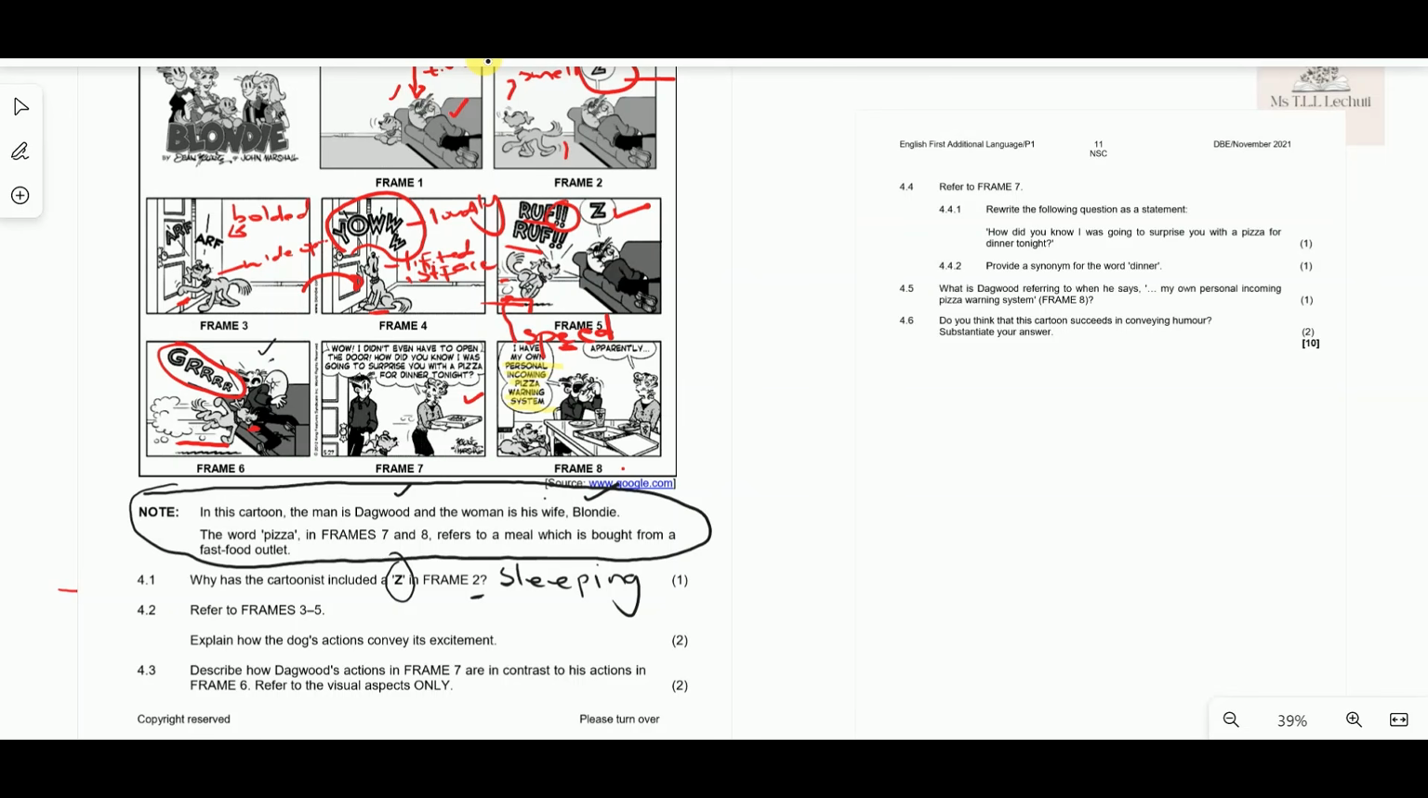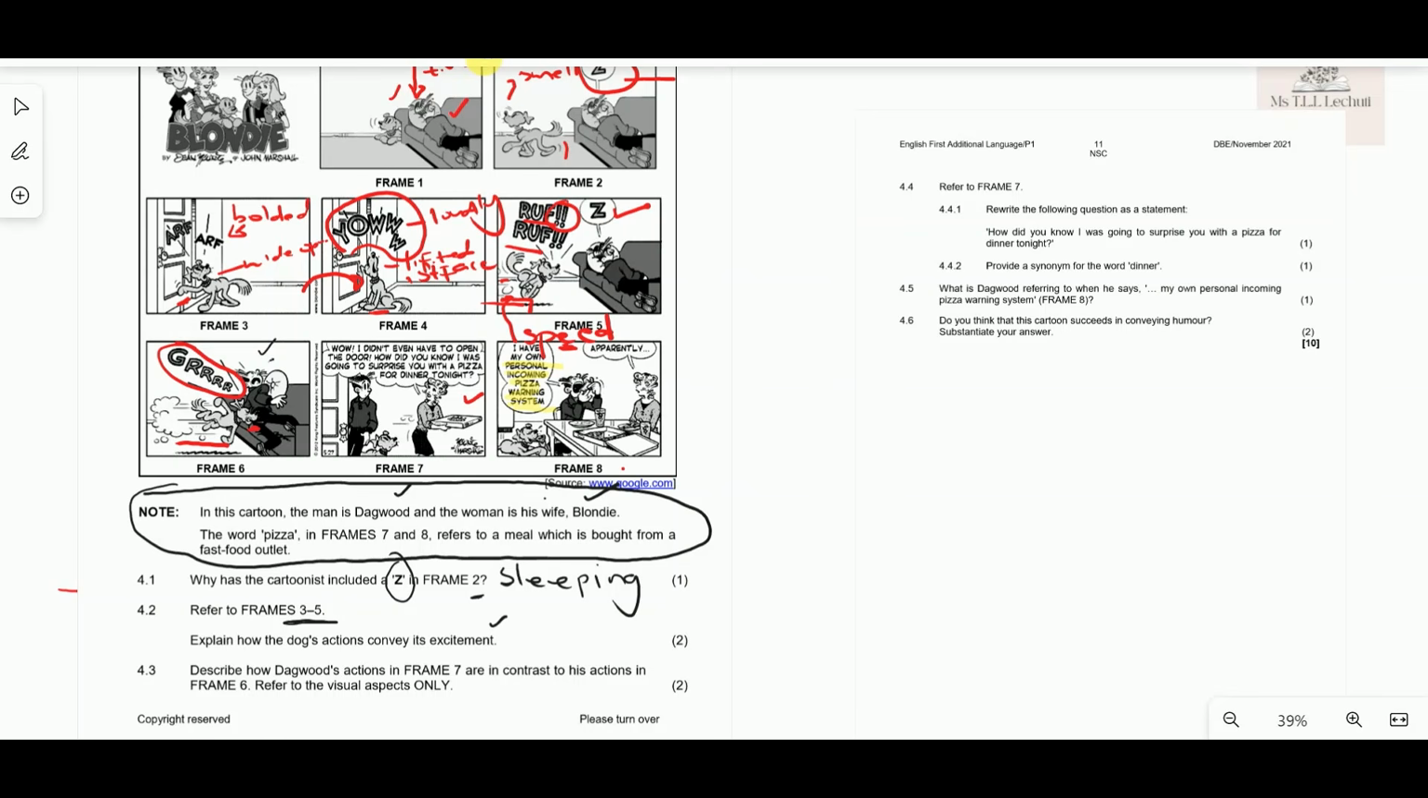Now refer to frames 3 and 5. Please, question interpretation in English is important. When the examiner says refer to a particular frame, go directly to those frames, because that is where you are going to deduce your answers. Explain how the dog's actions convey what?